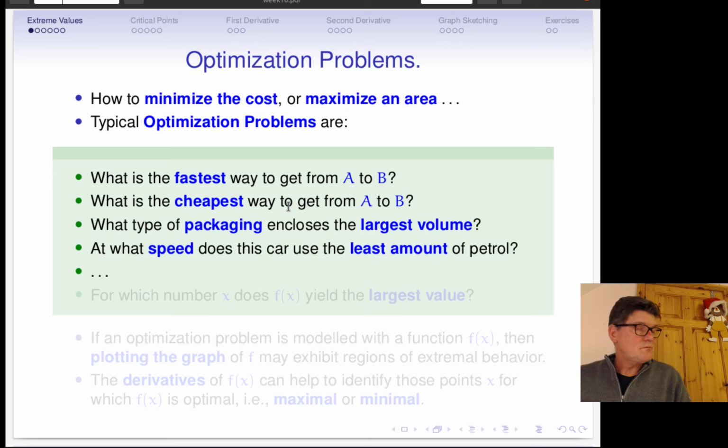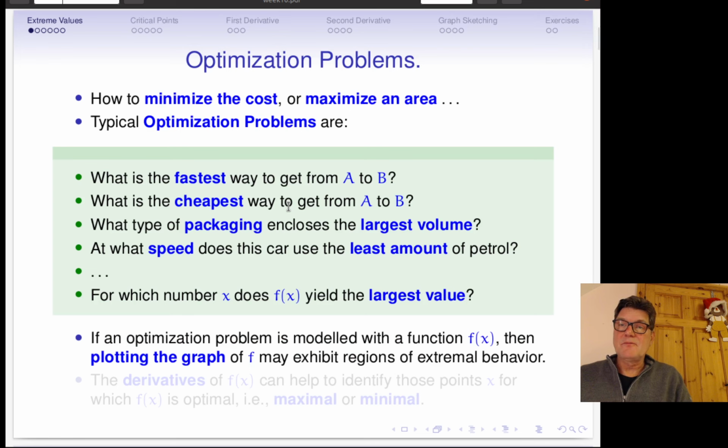This week we're going to set up the terminology that is needed to attack such problems with a view to sketching the graph of a function. So our point of view is that we're dealing with a function, and the typical optimization problem then is: for which number x does f of x yield the largest possible value?